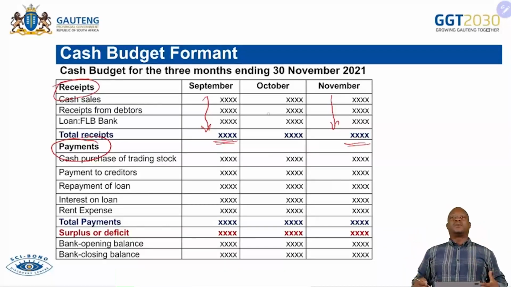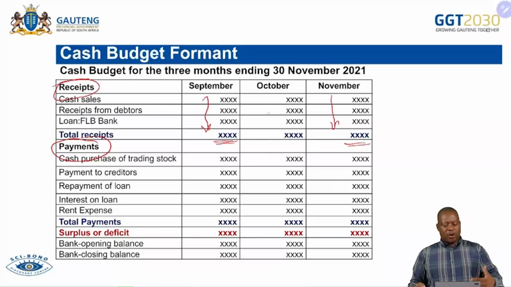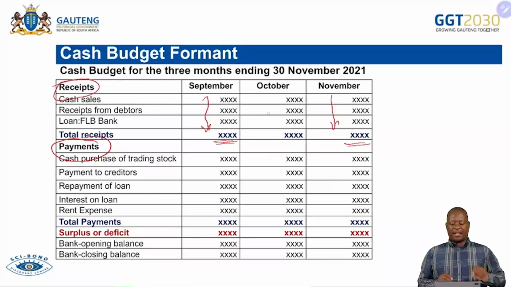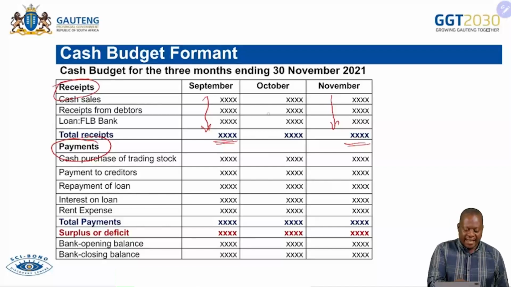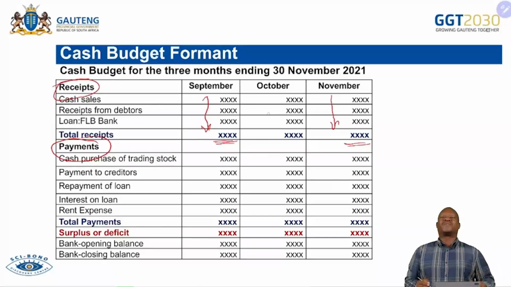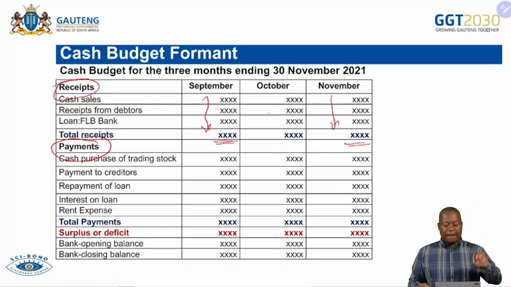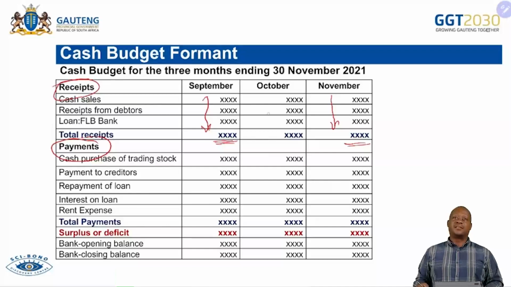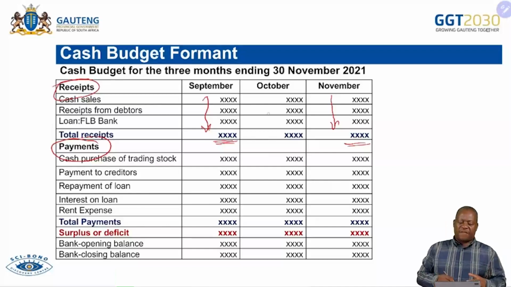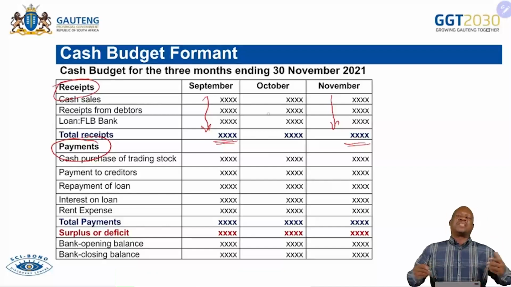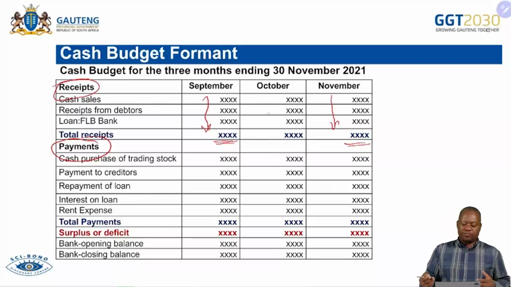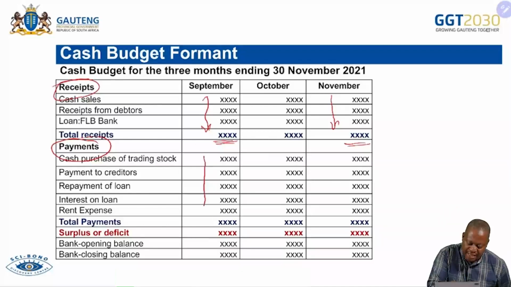That is the first part of your cash budget. The second part is your payments part. Now, in this case, we have cash purchases of trading stock, and we also have payments to creditors. We also have loan repayments, interest on loan, rent expense, telephone, among other things that we might have budgeted for. But the most important thing is we are taking all the items that make up our payments part to find the total. So there we are.